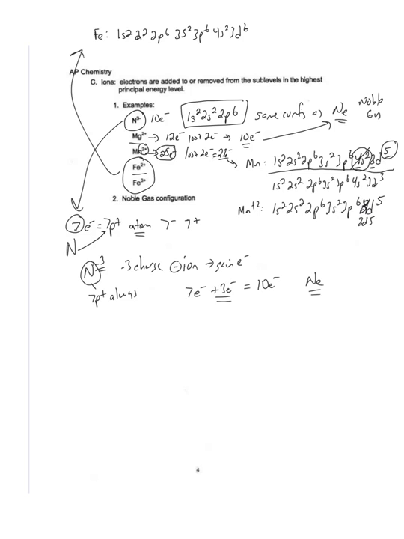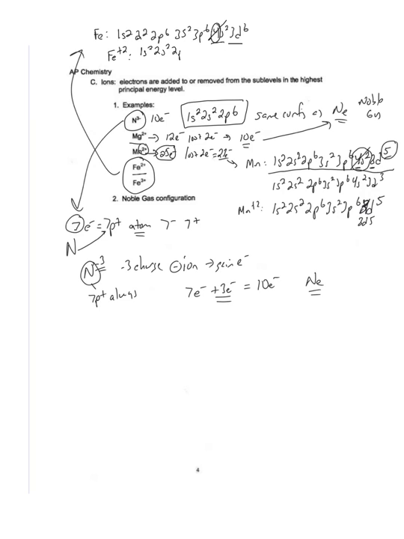If it's the plus 2 iron, it has done what? Lost 2 electrons. Where are we going to pull the electrons from first, 3d or 4s? Correct. We always pull from the highest floor first. So the plus 2 iron ion, we literally are going to lose the 4s2 orbital.